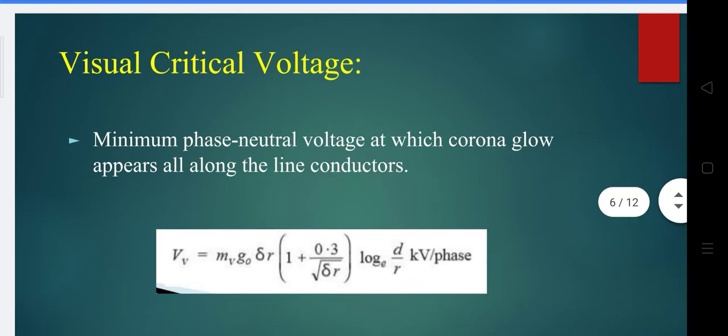Visual critical voltage is the minimum phase-neutral voltage at which the corona glow appears all along the line conductors. Its equation is Vv equals m v g naught del r into 1 plus 0.3 by root of del r, log e of d by r kilovolts per phase.